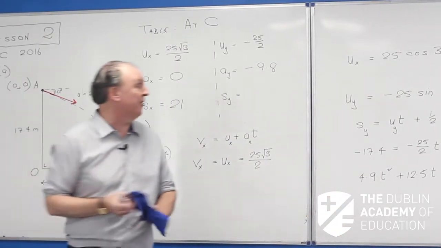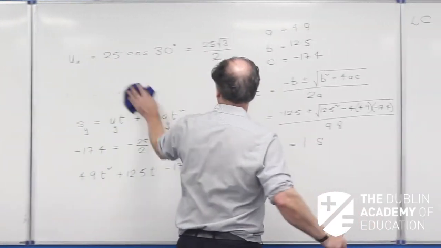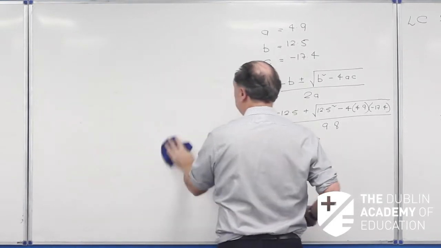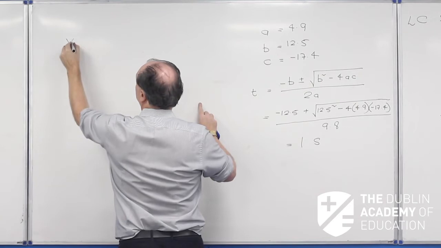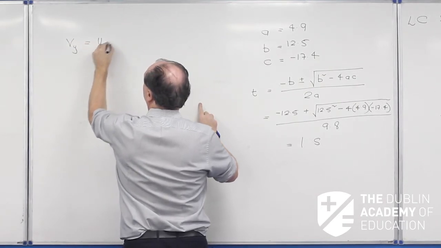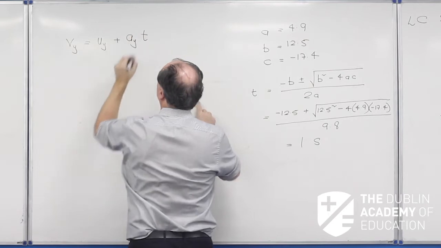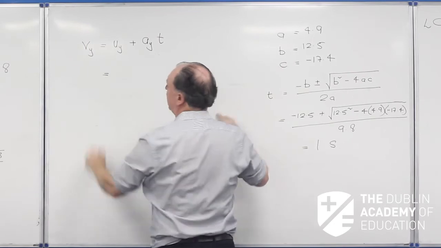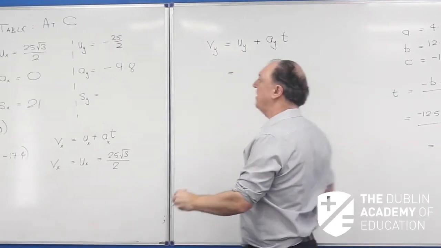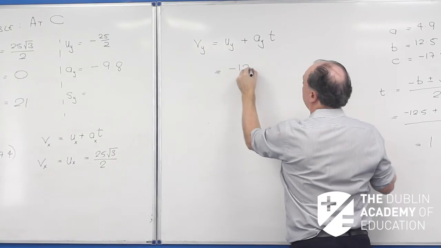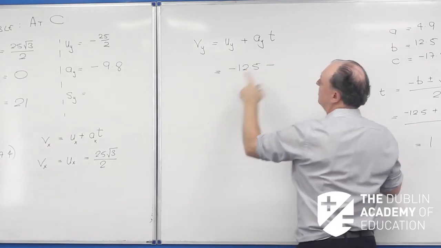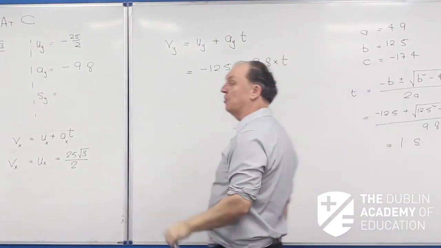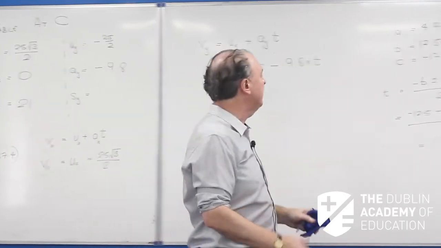And the reason I need to know the time it took to arrive at C is because, look at my Vy equation. Here's Vy. That involves time, doesn't it? So when I want to work out Vy, Vy is Uy, which is minus 25 halves, or minus 12.5, minus 9.8 times t. So I have to find the time it takes to arrive at the point C.